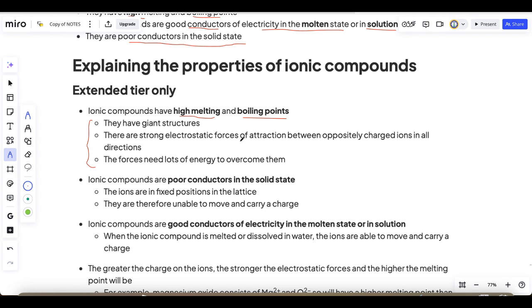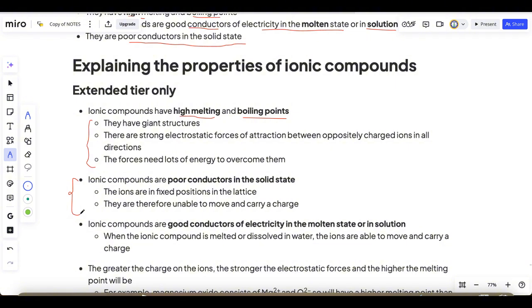Then the second property of ionic compounds is that they are poor conductors in the solid state. So you should be able to say, poor conductors. Why? How do you explain it as an extended student? You say the ions are in fixed positions. That's why. When they are in the solid state, they are in fixed positions.